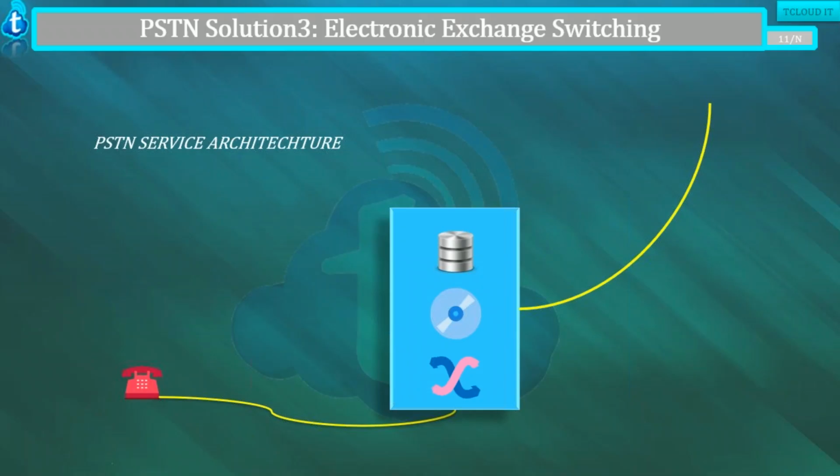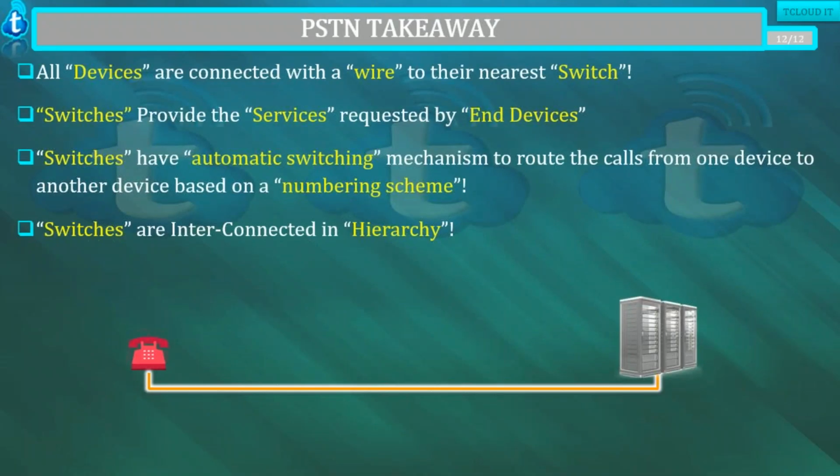Okay, great. So if you do the summary of PSTN, one system we have already learned: in PSTN, all devices are connected with a wire to their nearest switch. Switches provide services to different end devices. Yes, they provide services. That could be any service. Normally, the only service possible on a landline is calls. That's okay, but it's a service.